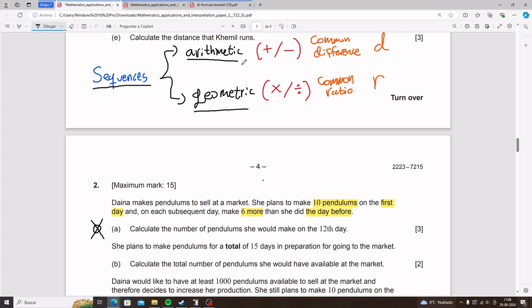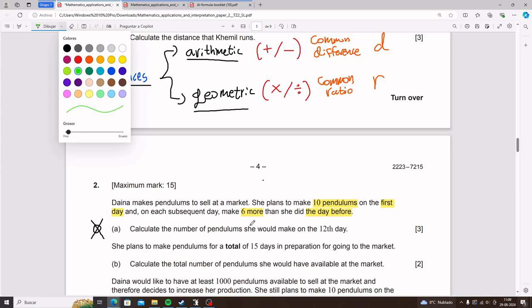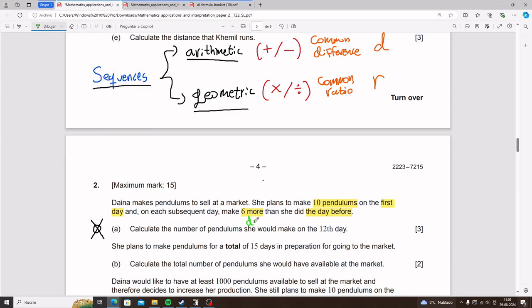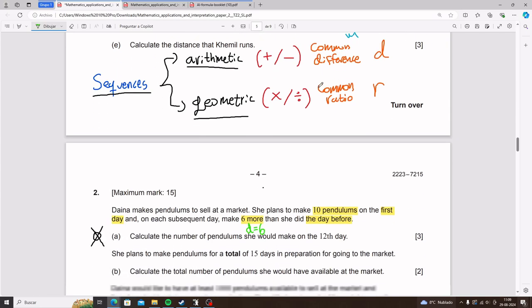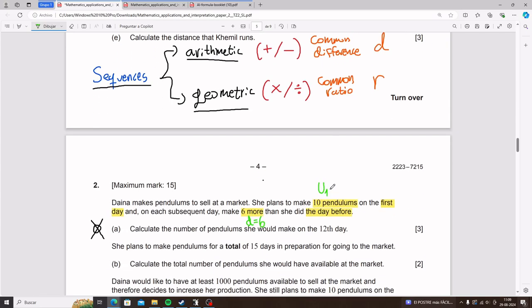It's an arithmetic sequence because here it says that Dinah will make 6 more than the day before. It's not saying she will make 30% more or that she will double it or triple it. No, it's saying she will always do simply 6 more. And so here you can immediately say, okay, D has to equal 6. And on the first day, she's making 10. So my first number, my U1, has to be 10. Okay, that is all I know right now.